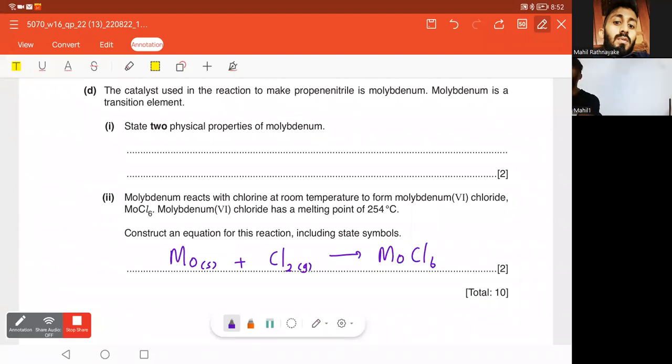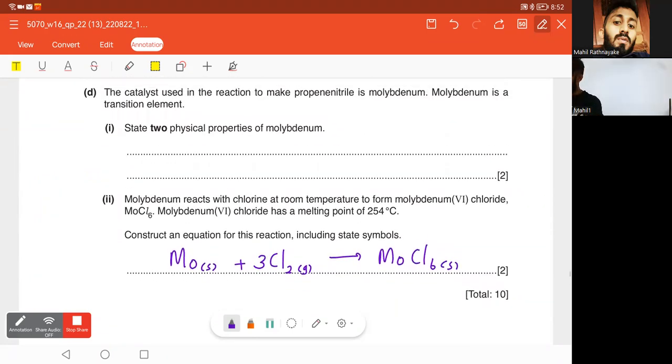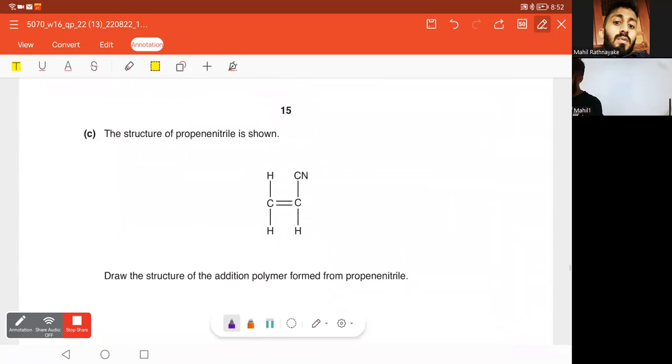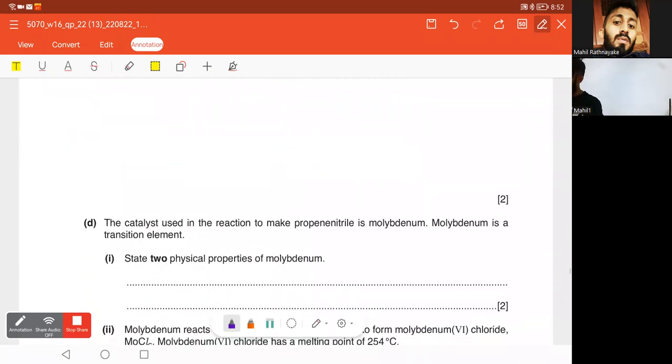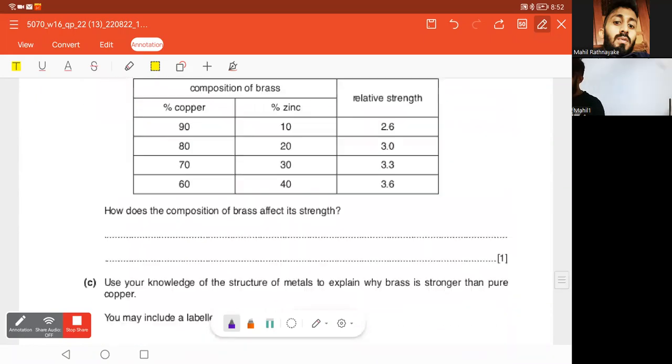They said molybdenum 6 chloride has a melting point of 254. Therefore, what's the physical state? Solid, because room temperature is 25. Therefore, this is solid. Balance 3. Put the marks out of, we can't do these 2 questions. 7. Paper finish? No, we have no.